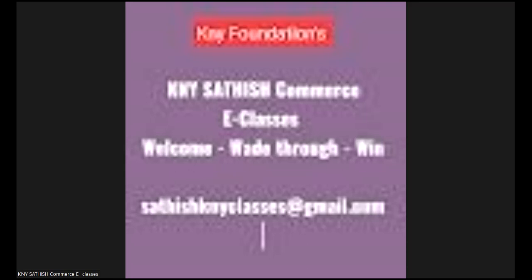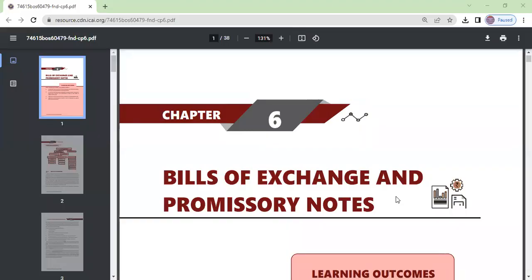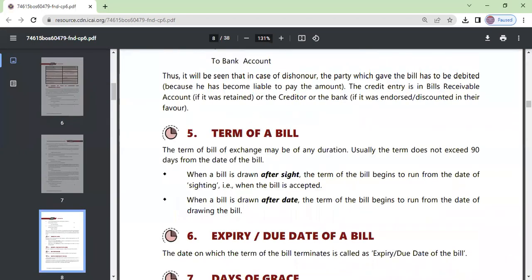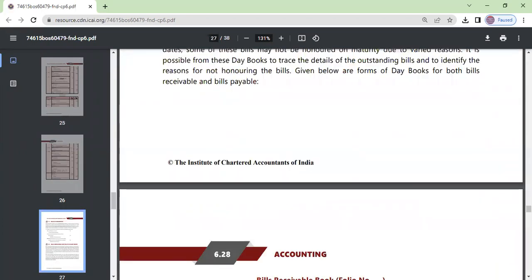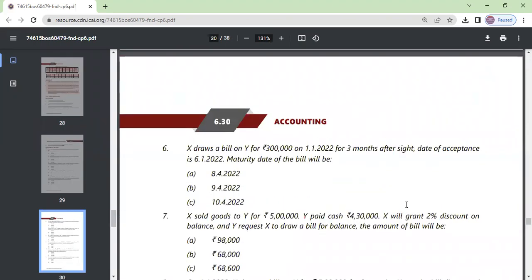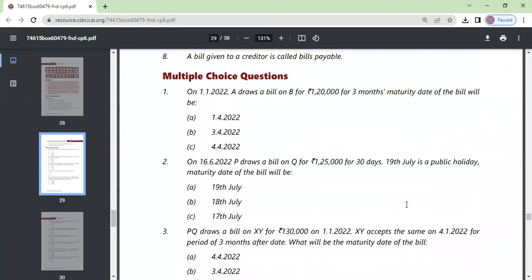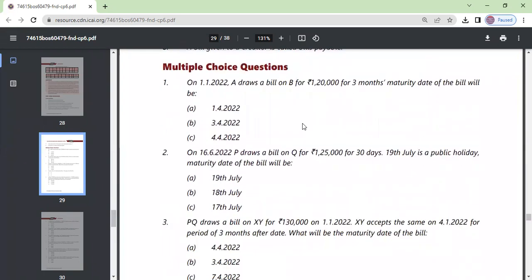Now we are going to discuss bills of exchange and promissory note objective questions, MCQs of the ICAI material. You can check the ICAI material of bills of exchange and promissory note. In this, we will discuss MCQs, multiple choice questions.